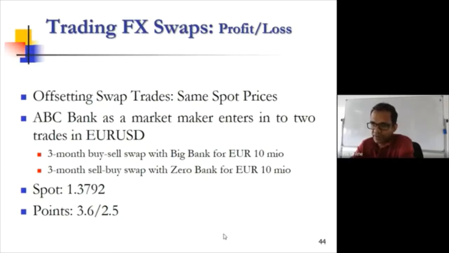Then how to calculate the profit? Before we calculate the profit, we have to understand what are the two trades that ABC Bank has entered into and what are the applicable rates. What is the applicable rate for ABC Bank in the first transaction, the 3-month buy-sell swap? What is the forward rate applicable for ABC Bank?